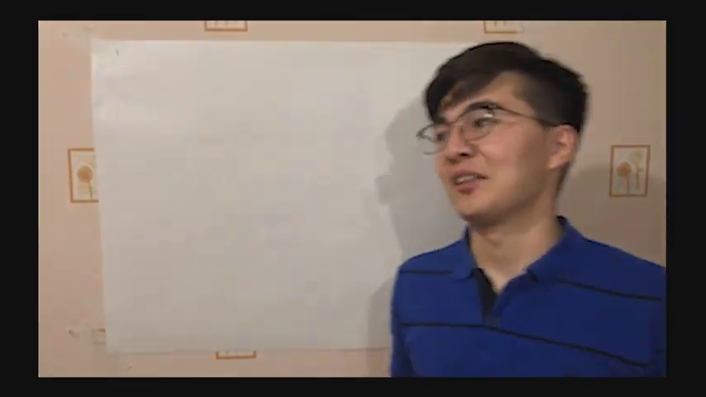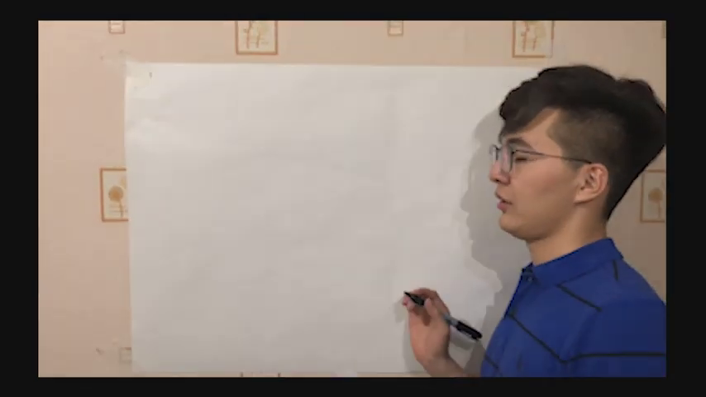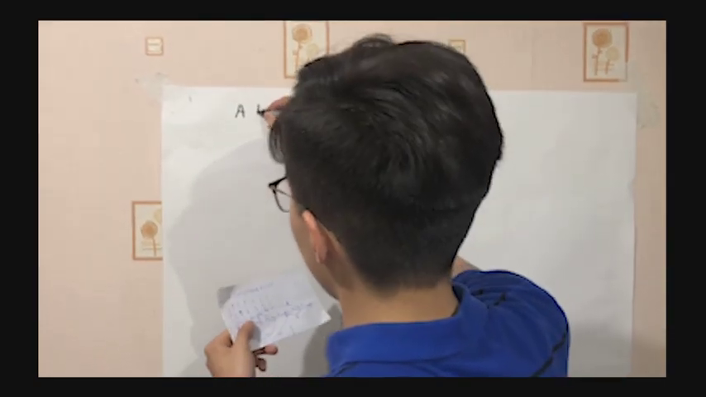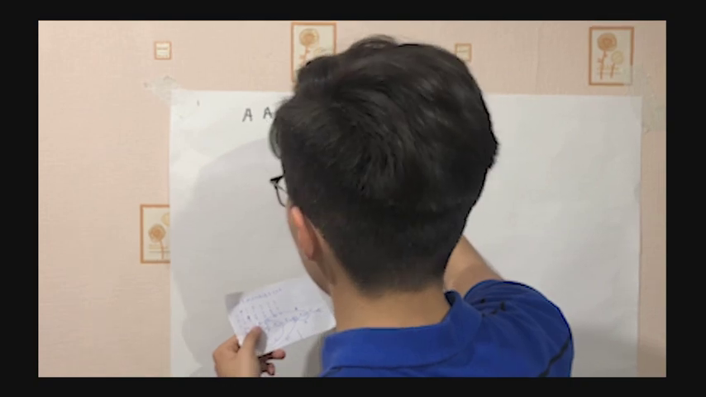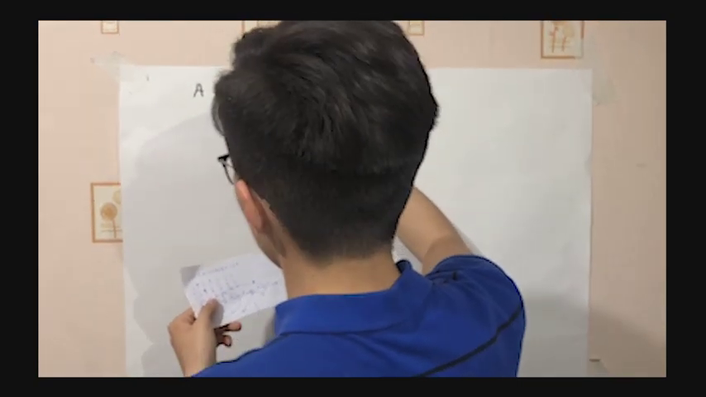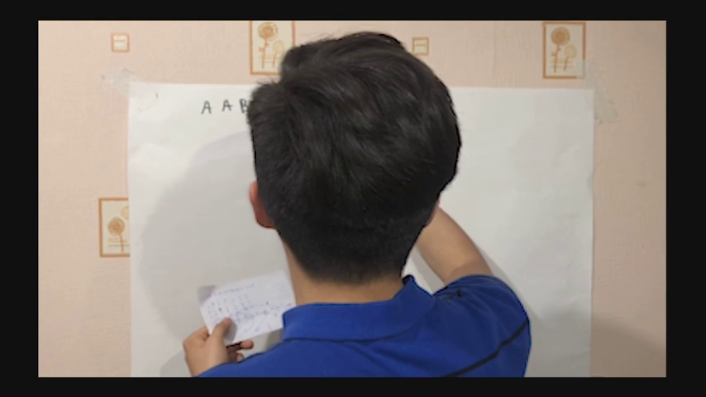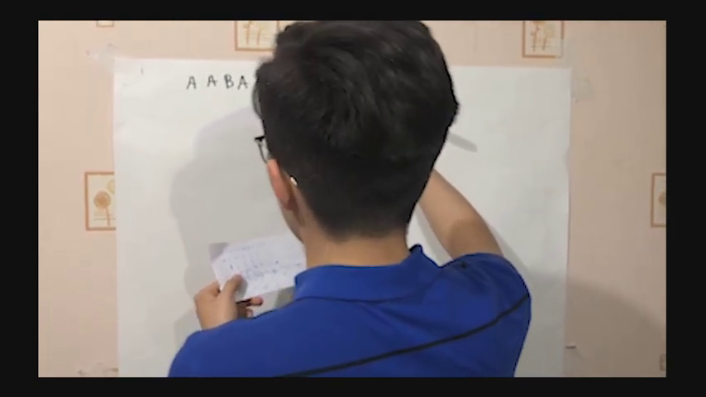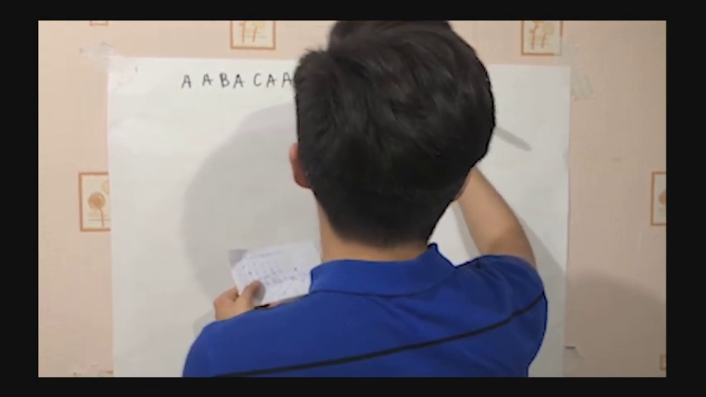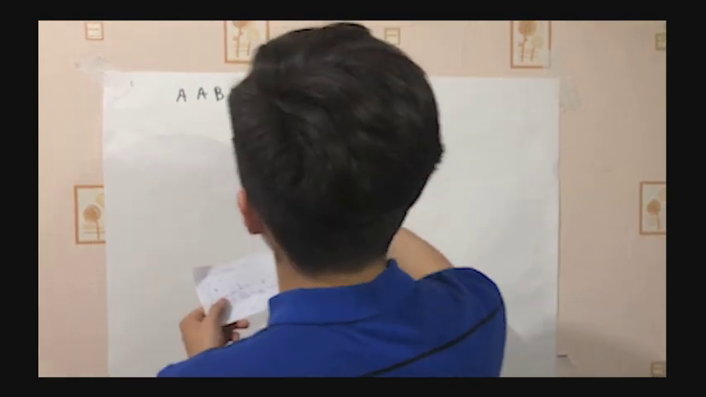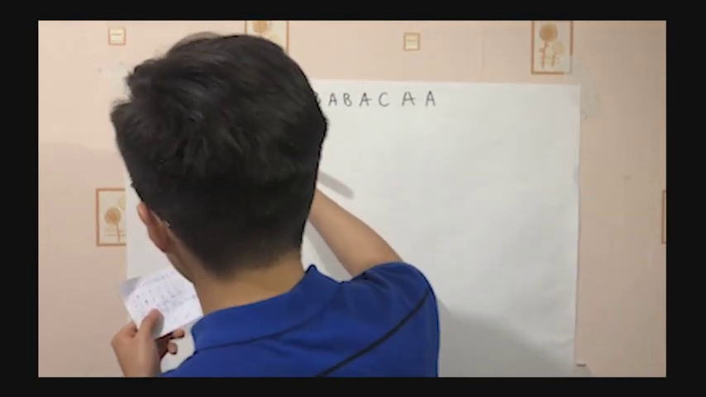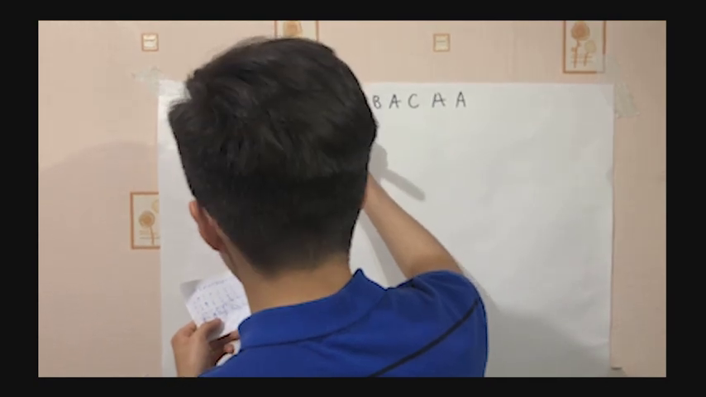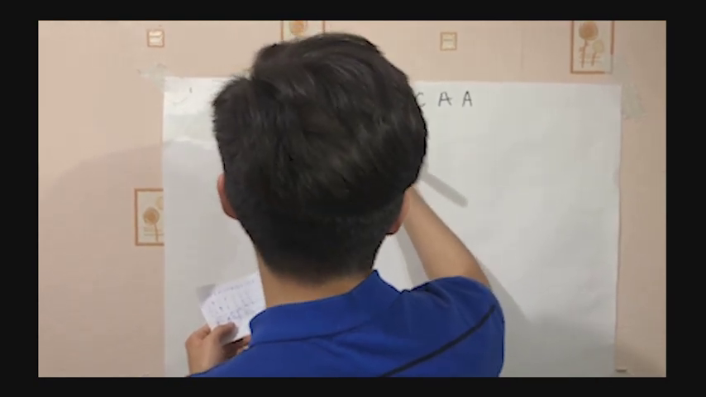Now let's look at a real example. Our string is A, B, A, C, A, B, B, C, A, and the pattern is A, B, C.